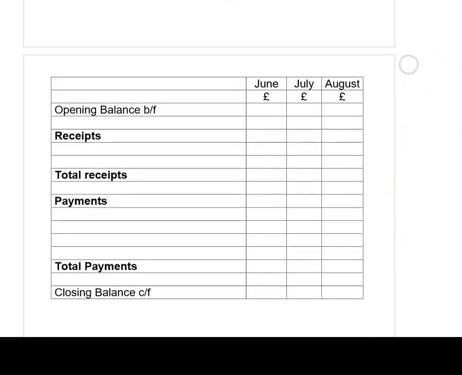Now here I've prepared a pro forma. This is what the outline of the budget is going to look like. I've got my opening balance, 25,000, that has been brought forward. It's the closing balance at the end of May, and we're going to put it in there from the 1st of June. I'm going to put my receipts here and then my payments here. I'll add a closing balance and it will then carry forward. We'll see how these figures are created soon.